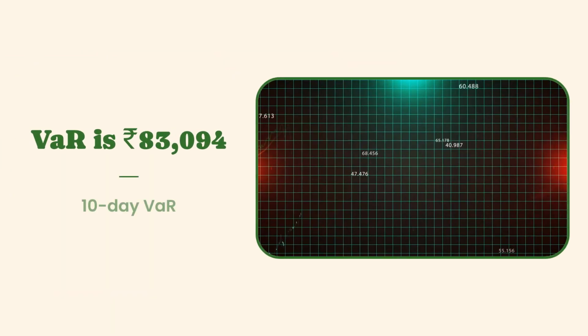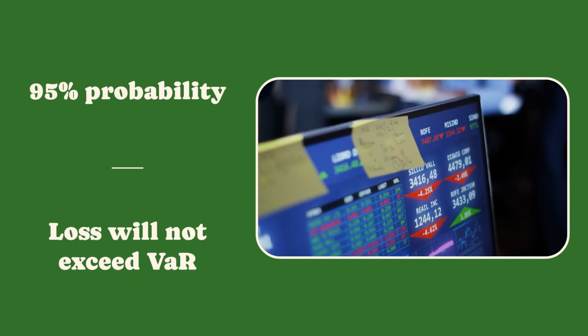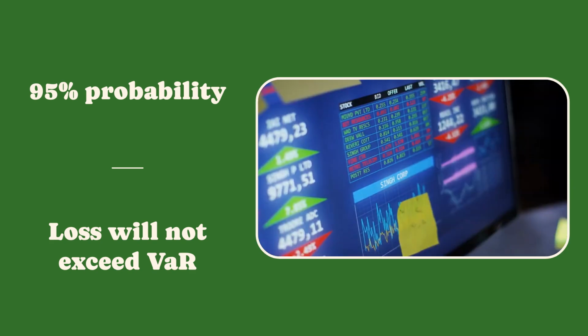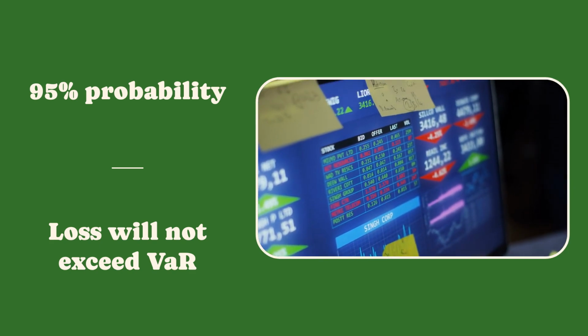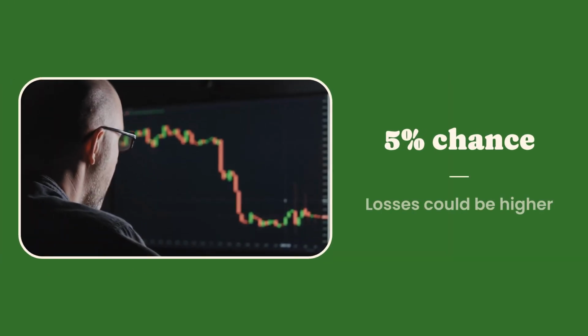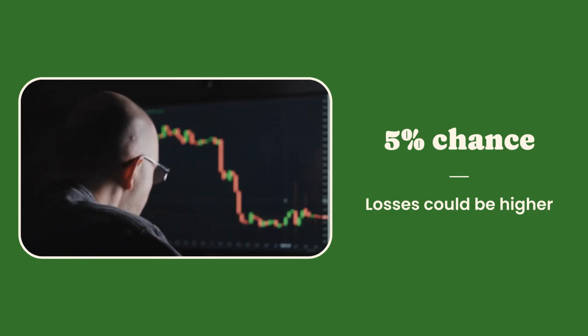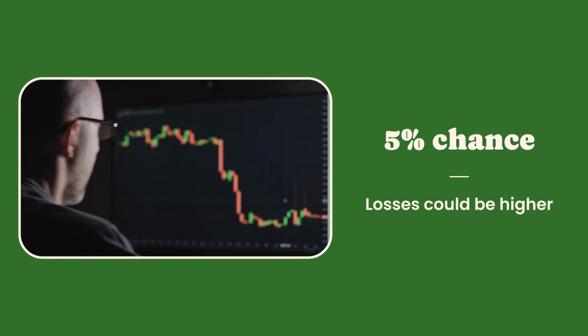The resulting 10-day VaR for this Infosys investment comes out to 83,094 rupees. What this means is that there is a 95% probability that the loss on this investment over the next 10 days will not exceed 83,094 rupees. Conversely, it also implies there is a 5% chance that actual losses could be higher than this calculated 83,094 rupees.